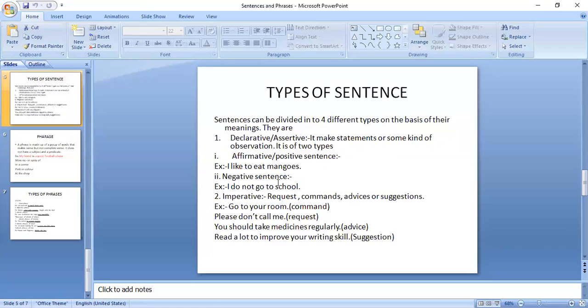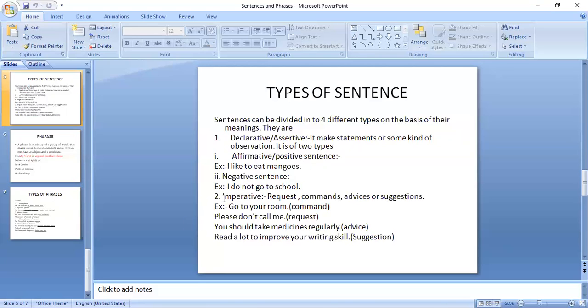But negative sentences are quite the opposite of affirmative sentences. These negative sentences express a negative meaning. For example, I do not go to school. Or I can say, I don't like to eat mangoes. Here I have used don't. I don't like to eat mangoes. This is the negative sentence.